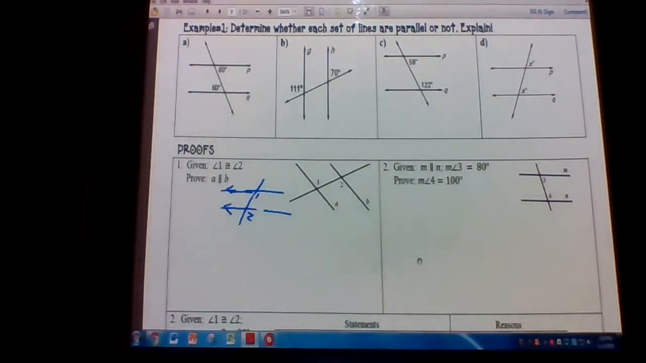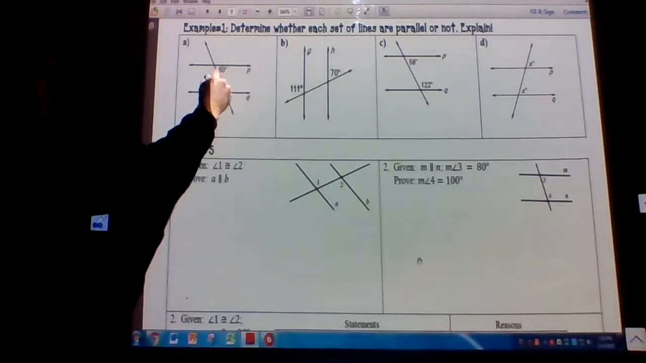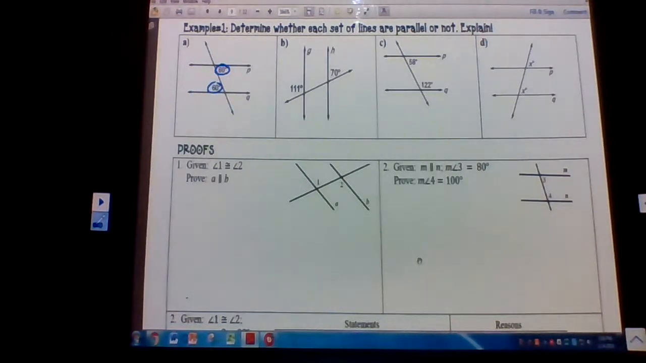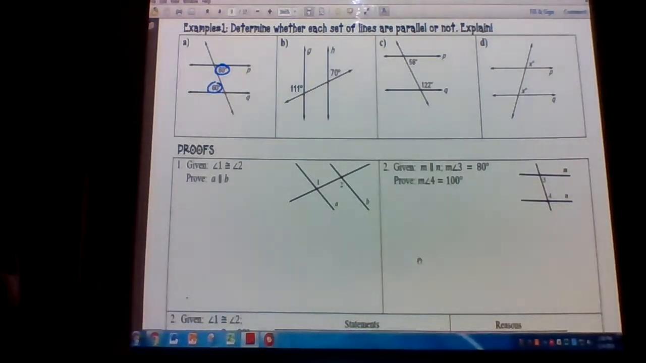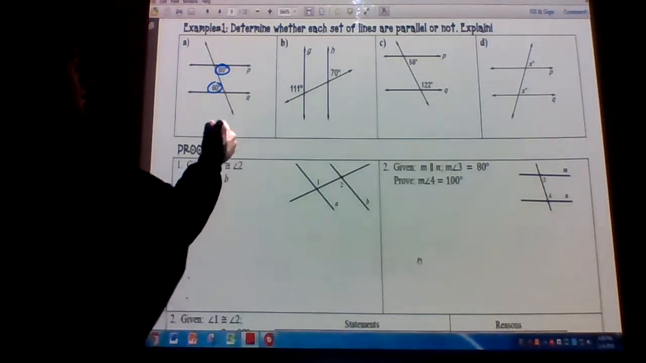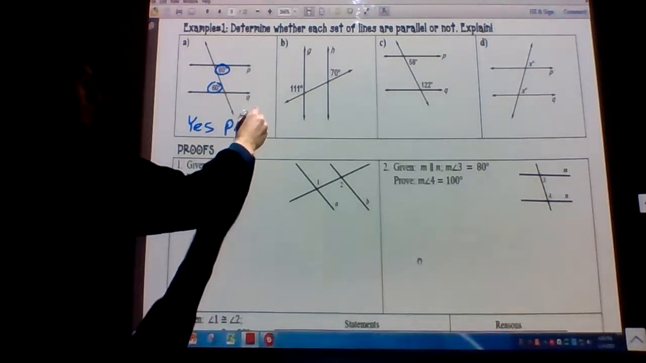So let's look at some example problems first, determine if those lines are parallel or not parallel. So right here we have alternate interior angles. The converse to the alternate interior angle theorem says if the alternate interior angles are congruent, then the lines are parallel. So our alternate interior angles have the same measure, therefore they're congruent angles, therefore the lines are parallel. So this is yes, P is parallel to Q.